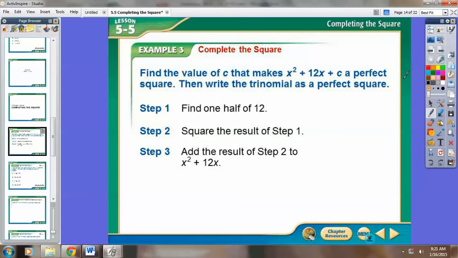So if you look at this problem here, it says find the value of c that makes x squared plus 12x plus c a perfect square. It says then write the trinomial as a perfect square trinomial. So in other words, I want to know, what does c right here have to be in order to make this a perfect square trinomial? 36. Half of 12 is 6, and 6 squared is 36.